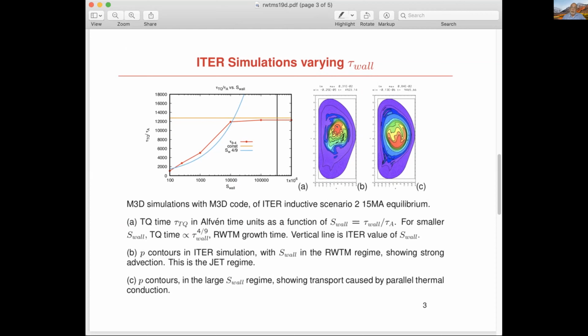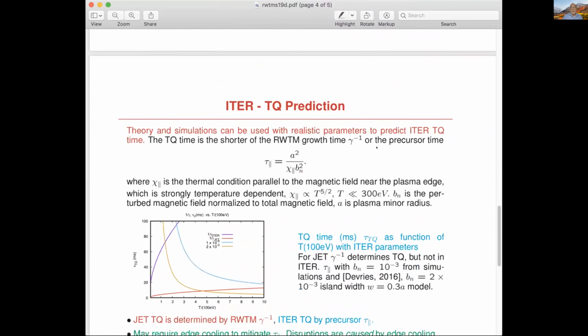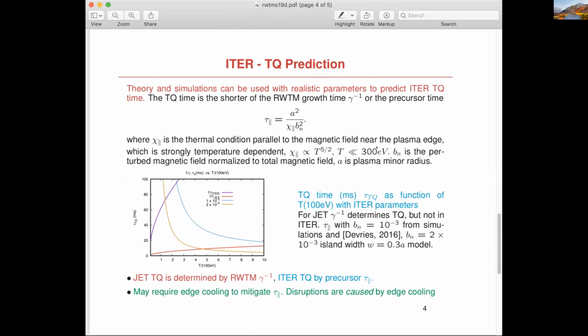So they're very different. If you look at these simulations, you can see that the behavior during the thermal quench is very different, whether you're in the JET regime or the ITER regime. In this case, there's a lot of advection and a lot of distortion of the pressure. And here, there's mostly a much slower kind of process going on. If you use these simulations and also the analysis, you can make predictions of what will happen in ITER.